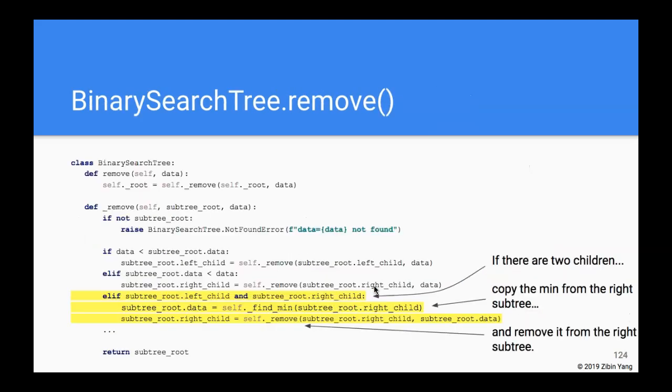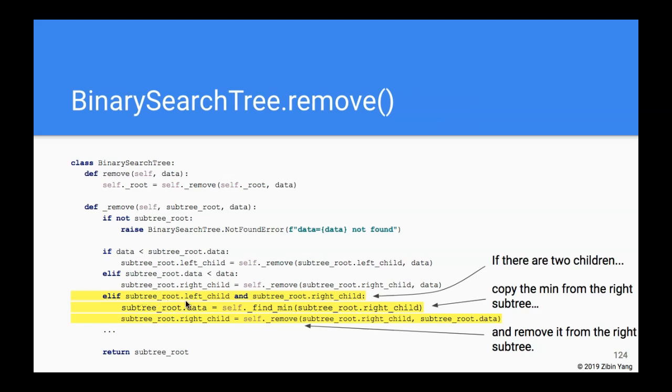But before we do that, let's look at how we actually write the code for that. So here's the code. If we didn't fall into either of these cases, that means we found that the root node of the subtree has data equal to the data we're trying to remove. So we're trying to remove it now.